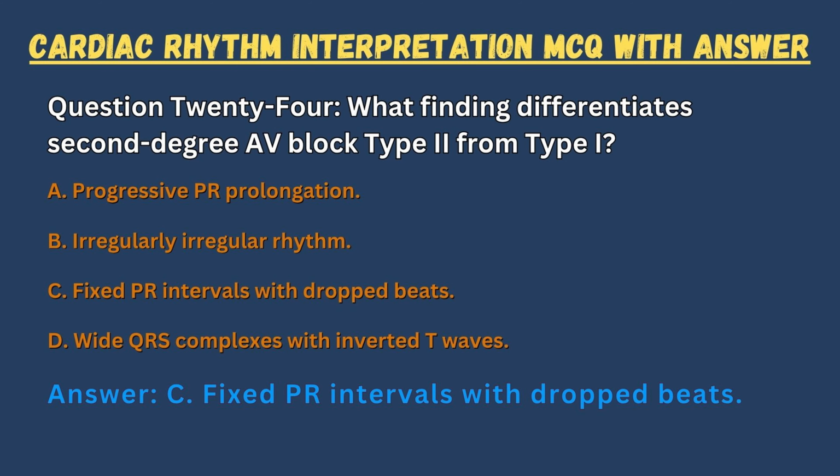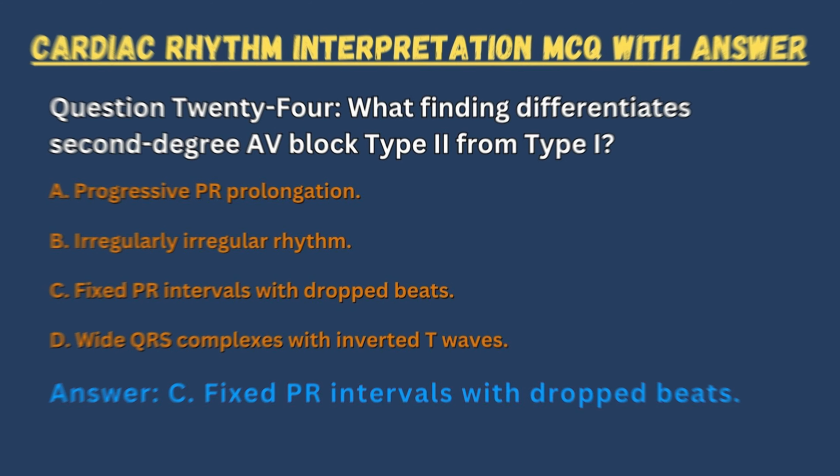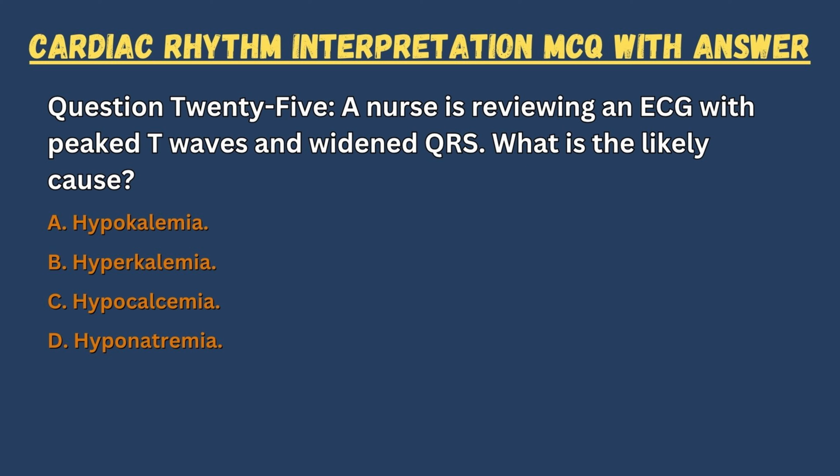Answer: C. Fixed PR intervals with dropped beats. Question 25. A nurse is reviewing an ECG with peaked T waves and widened QRS. What is the likely cause? A. Hypokalemia. B. Hyperkalemia. C. Hypocalcemia. D. Hyponatremia.